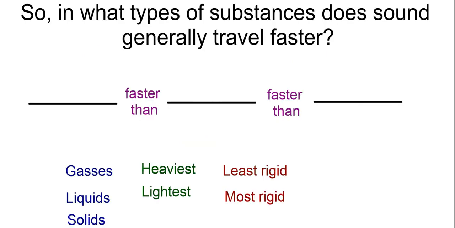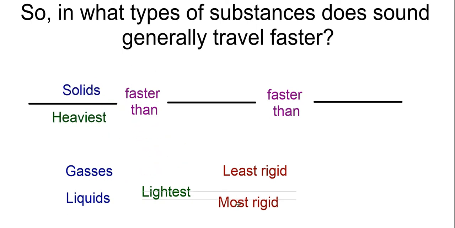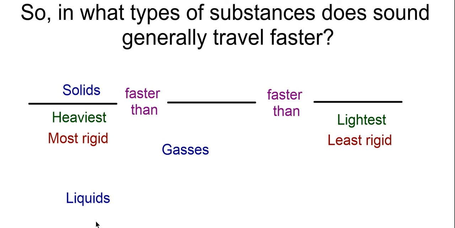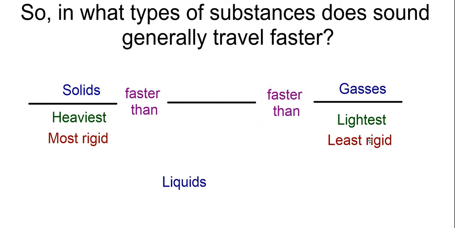So we see here, generally speaking, which substance, gas, liquid, or solid, do you think is going to transmit sound faster? The answer is solids. And why? Because they're the heaviest and the most rigid, correct? What's next, do you think? Well, let's go to the slowest. Slowest, so what's the lightest one? Lightest and least rigid of these two remaining. Gases or liquids, what do you think? Sure, gases are definitely the lightest, and they're the least rigid. So that leaves liquids in the middle, doesn't it?